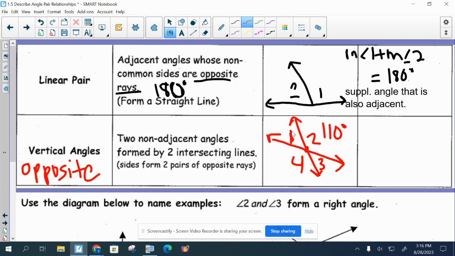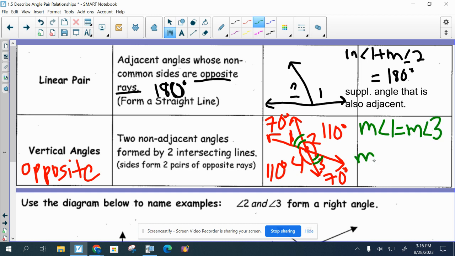If this forms a line, then this would be 70 degrees. If we keep going, if this is 70, then this has to be 110, and if that's 110, then angle 3 has to be 70. So it is true that vertical angles are congruent. Angles 2 and 4 are congruent, and angles 1 and 3 are congruent. Vertical angles will always be congruent. So the measure of angle 1 equals the measure of angle 3, and the measure of angle 2 equals the measure of angle 4. Okay, so those are vertical angles.